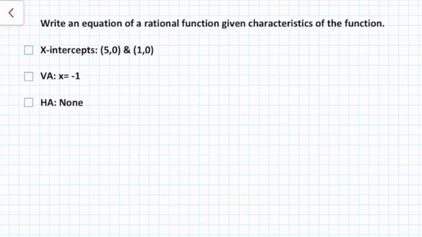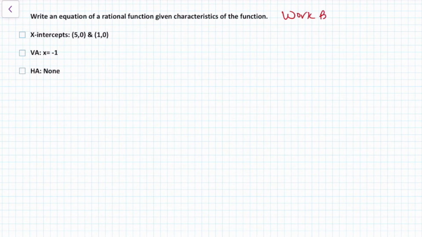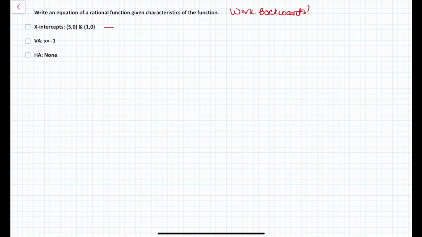So let's move on to a different type of problem. In this case, we're asked to write an equation given the characteristics of the function. So for these problems, remember, we want to work backwards. So we're given the x-intercepts, the vertical asymptote, and the horizontal asymptote in this case. So the x-intercept, remember, that's where the numerator equals 0.